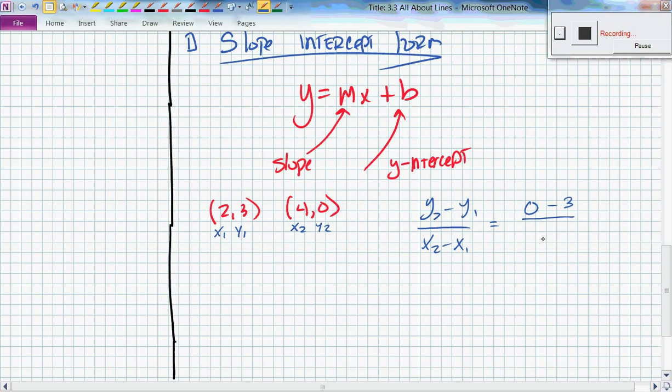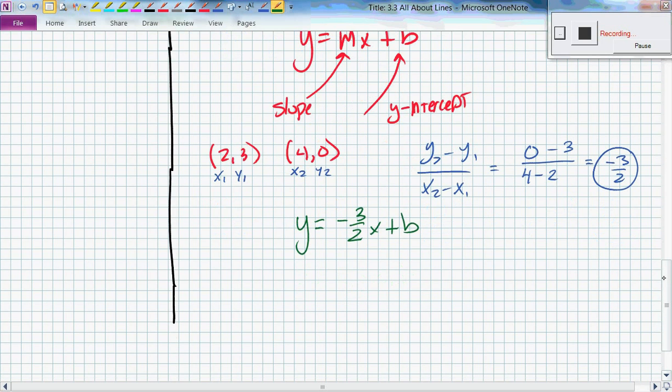So 0 has to be negative 3 halves times 4 plus the thing that I'm looking for, the b. Well, 4 divided by 2 is 2, so it looks like 0 equals negative 6 plus b. So what's b, guys? B is 6. Awesome. Am I done with the problem? No, that's where 25% of people make a mistake. You got to finish it up and put it all together: slope intercept form, y equals negative 3 halves x plus 6.